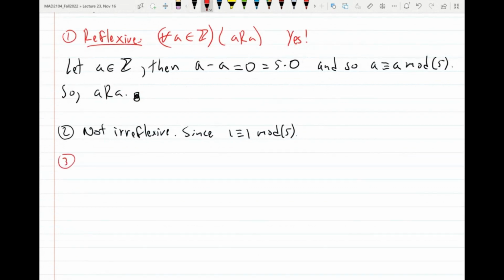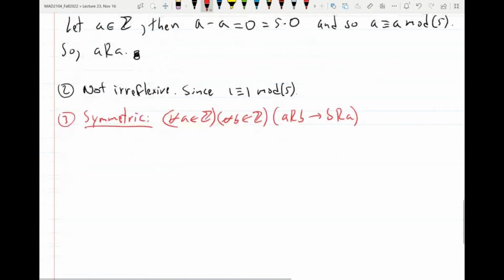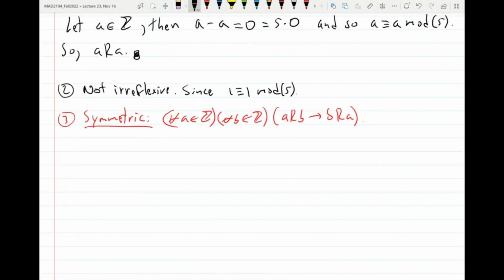Okay, number 3. Symmetric. Is this symmetric? Okay, good. So remember, symmetric means for all A, for all B, if A is related to B, then B must be related to A. If you think about it from the remainder point of view, then saying that A and B have the same remainder when divided by 5, it doesn't matter the order, right? Now let's formally say that. So again, to prove this, we need to argue that if A is congruent to B mod 5, then also B is congruent to A mod 5.